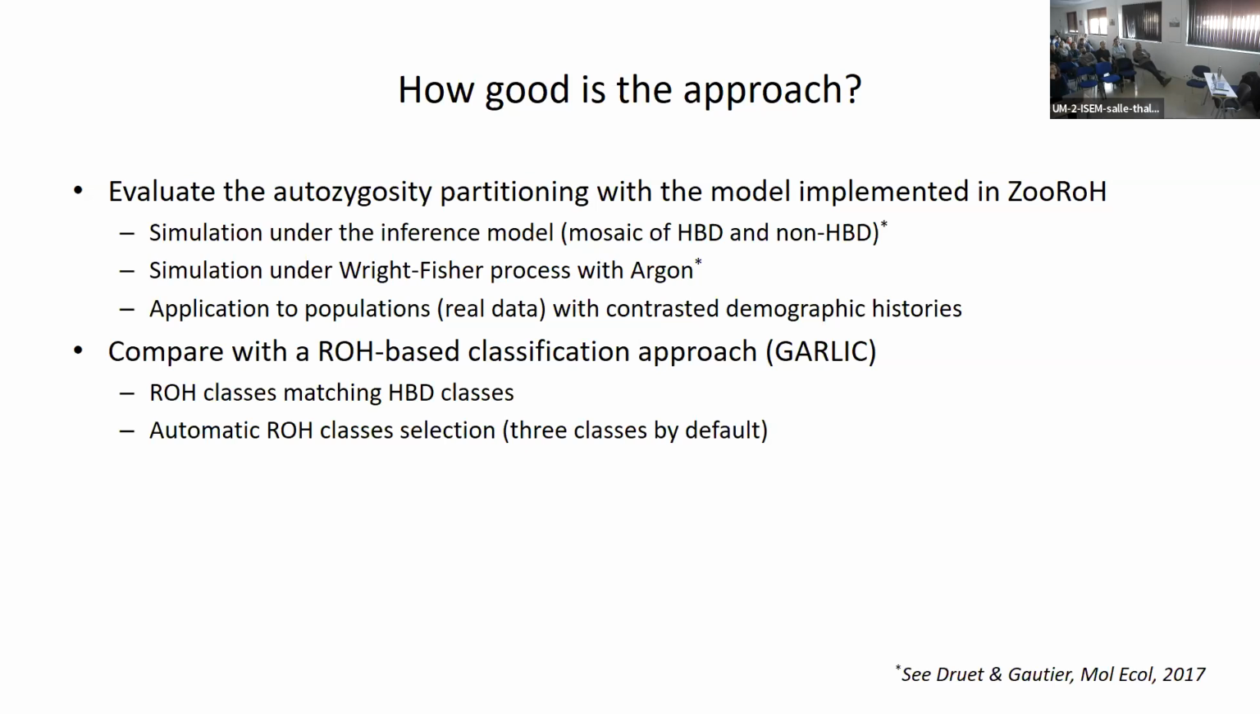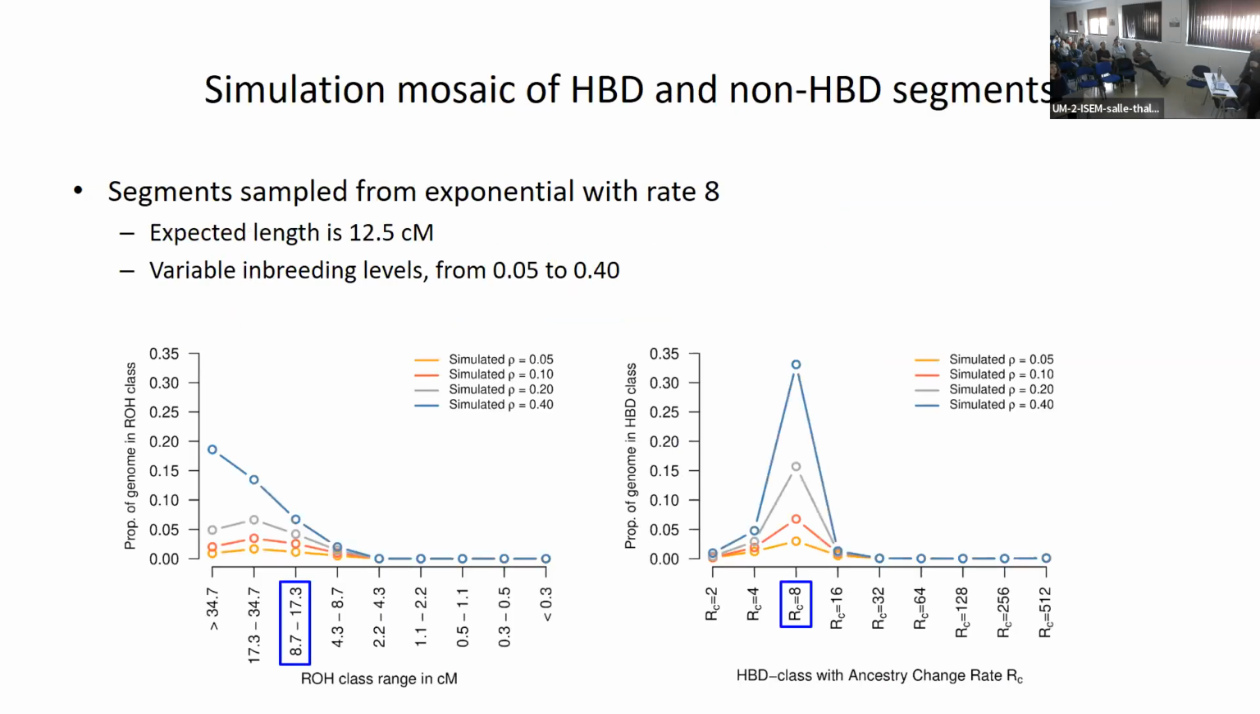And there we analyzed data with our package ZOO or with ROH-based classifications on simulated and real data. And for the ROH, we selected classes that match the HBD classes from Zoro. So here is the first simulation, which is a very simple simulation where we model the genome as a mosaic of HBD and non-HBD segments. And the length of the HBD segments, the expected length is 12.5 centimorgans. And we try it with 4 values of inbreeding from 0.05 to 0.4.